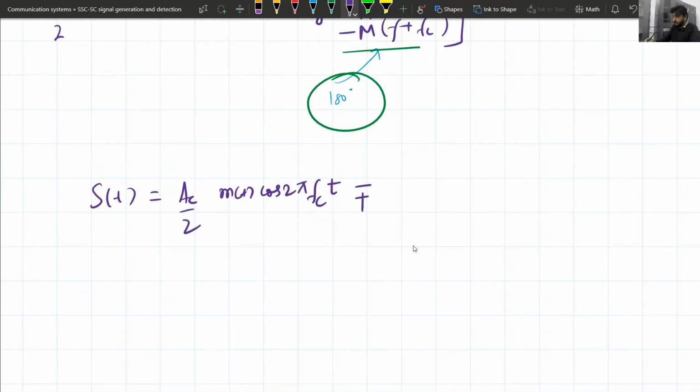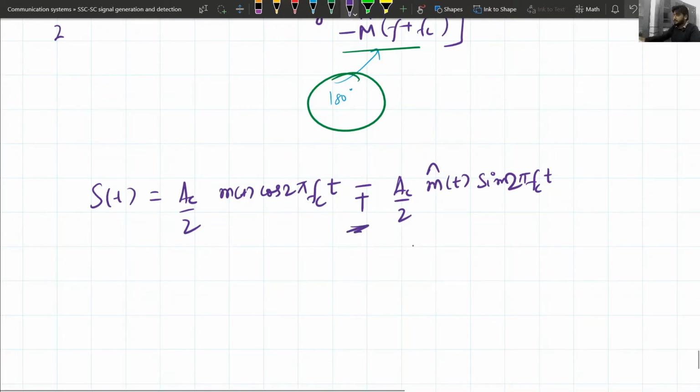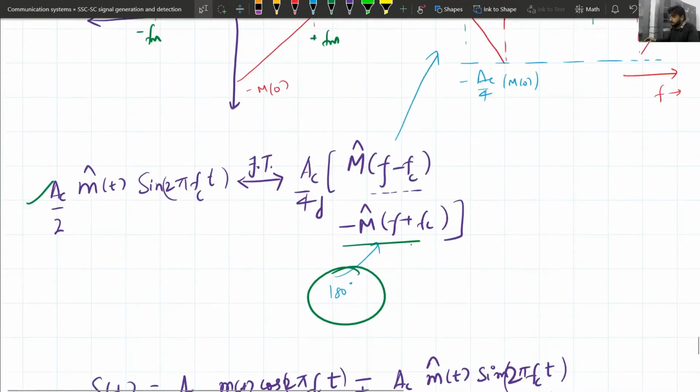Right? So once again writing the same, minus plus AC by 2 m hat(t) sine 2 pi fc into t, and minus sign represents for upper sideband suppressed carrier and positive sign for lower sideband suppressed carrier. Right?